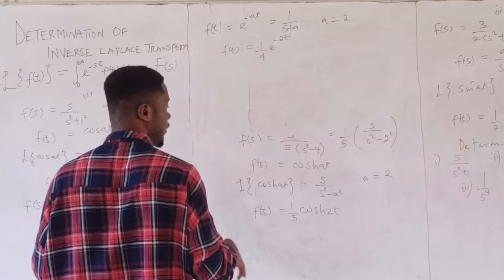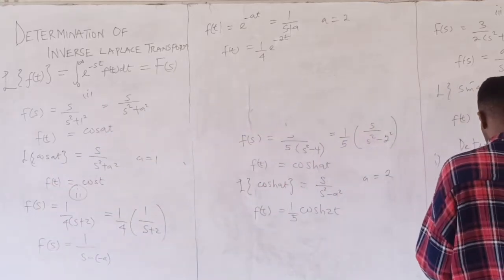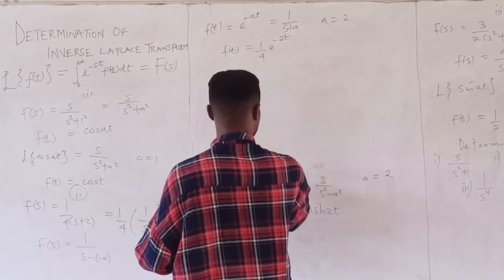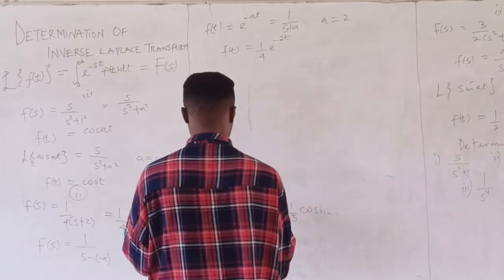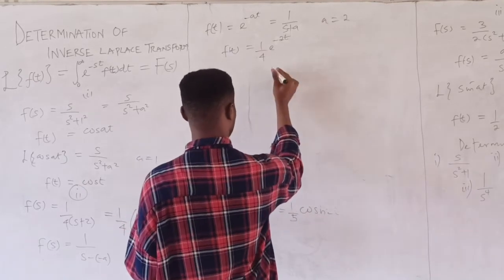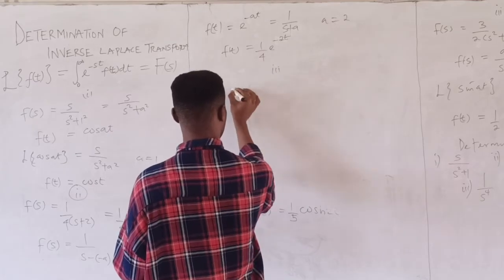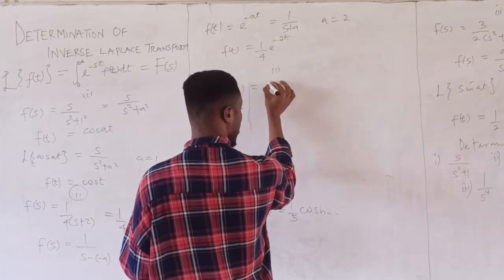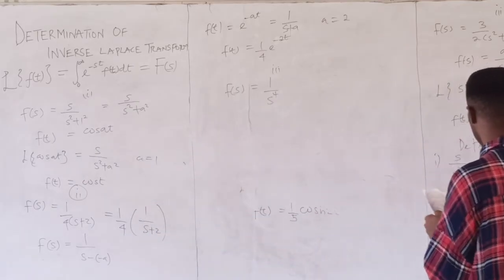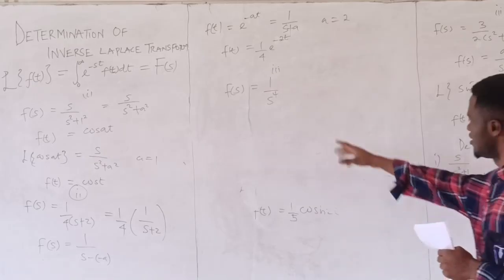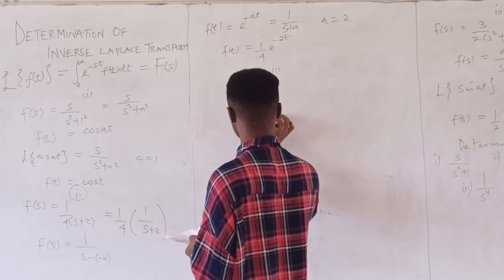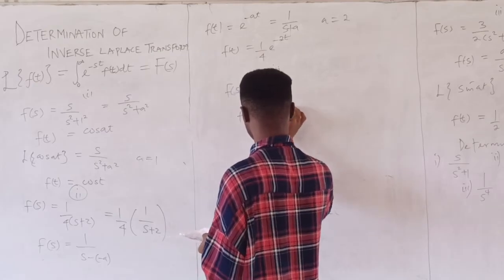Alright, on the last but not the least, we have 1 over s to the 4th power. Here we have F of s equals 1 over s to the 4th power. As you can see, this clearly shows us that f of t should be equal to t raised to the power of 3.